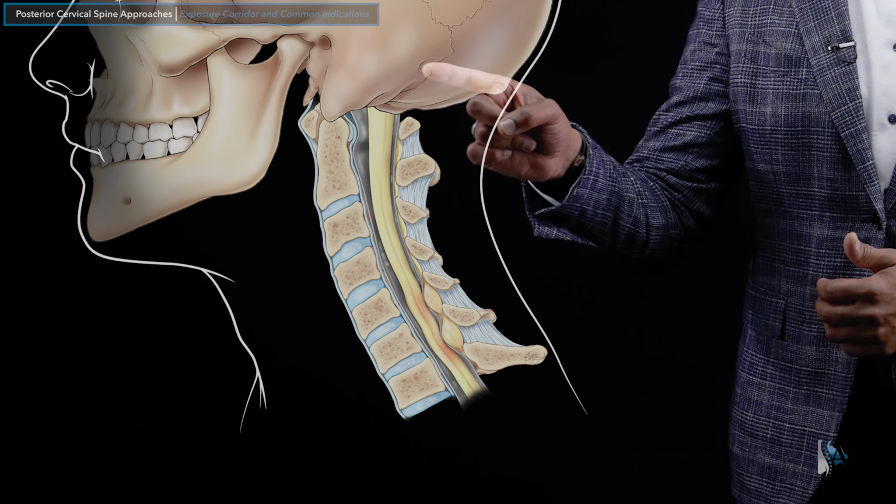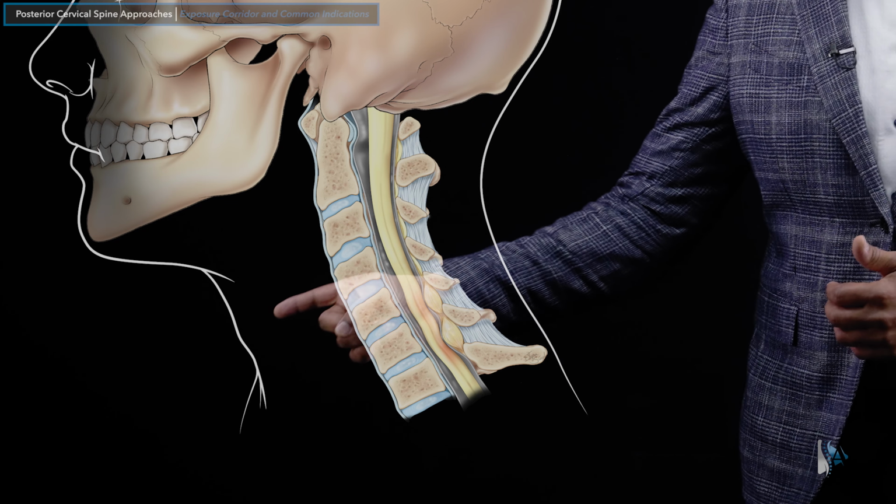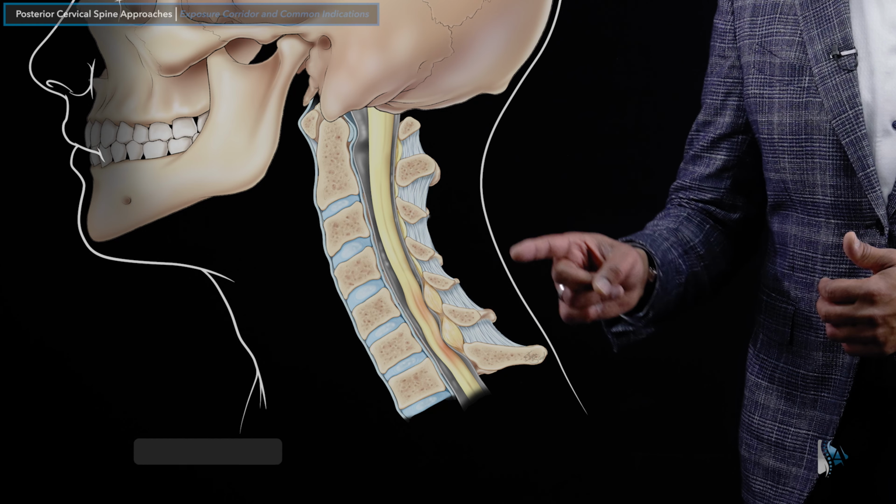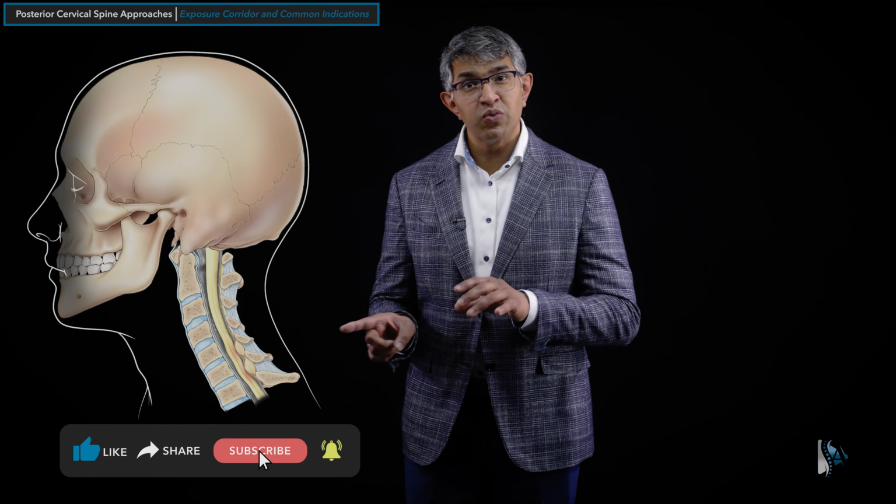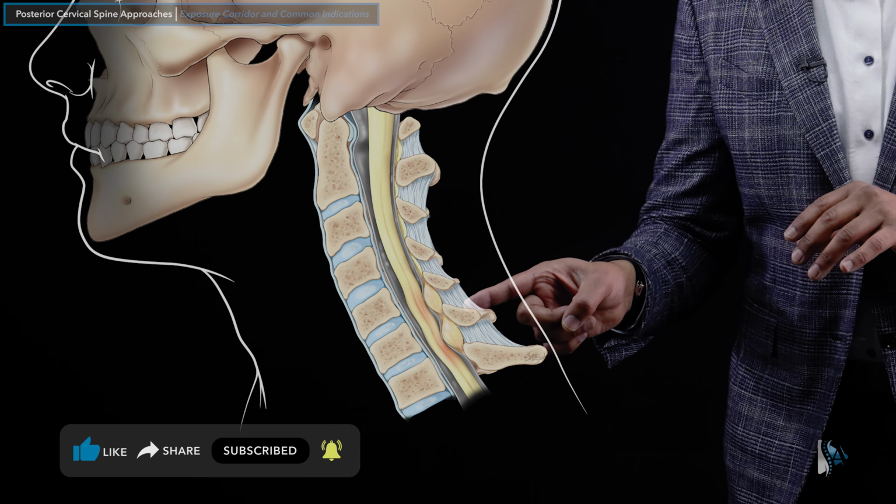Posterior cervical approaches are approaches to the spine from the back. If you look at an image like this, where you can see this person is obviously facing in that direction, with the mid-sagittal section through the spine. Here you can see here's the spine, here's the spinal cord. This would be the front of the neck here, and then this is the back of the neck. So posterior approaches are approaches in which we come at the spine from the back here.